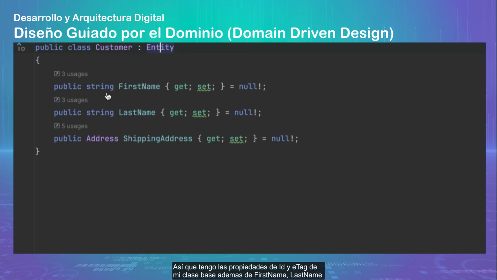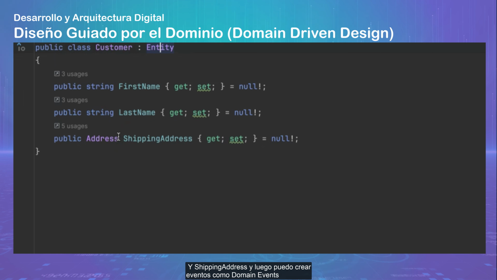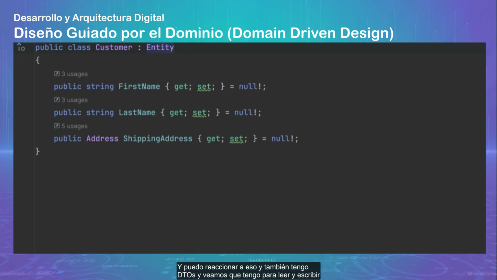So I get those properties, ID and ETag, from my base class, and then I can add other things. And notice I have first name, last name, and a shipping address here. And so it's pretty cool. And then I can create events based on this, domain events that get triggered whenever I change the state of my customer, and I can react to those.